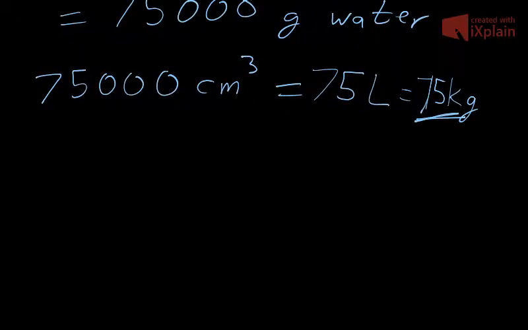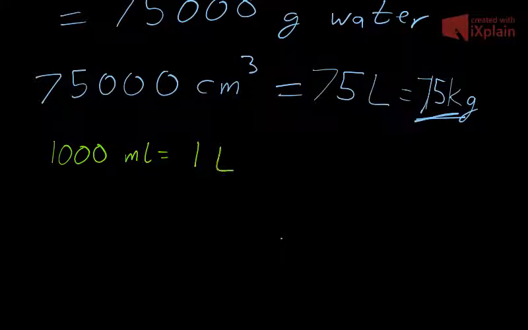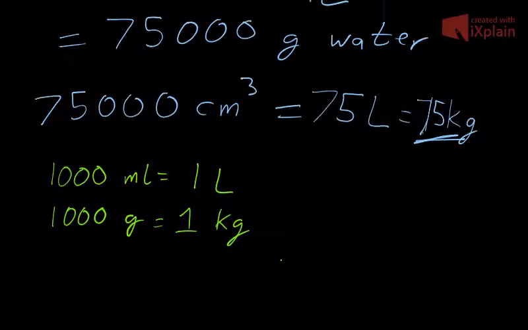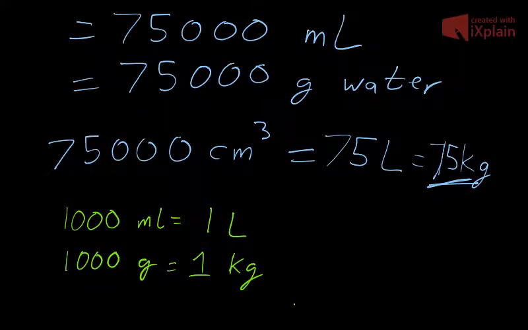Let's write down what those relationships we just used were. So I said that 1,000 milliliters equals 1 liter, and I said that 1,000 grams equals 1 kilogram. And using that information right here, we can actually do this the longer way using a conversion table.